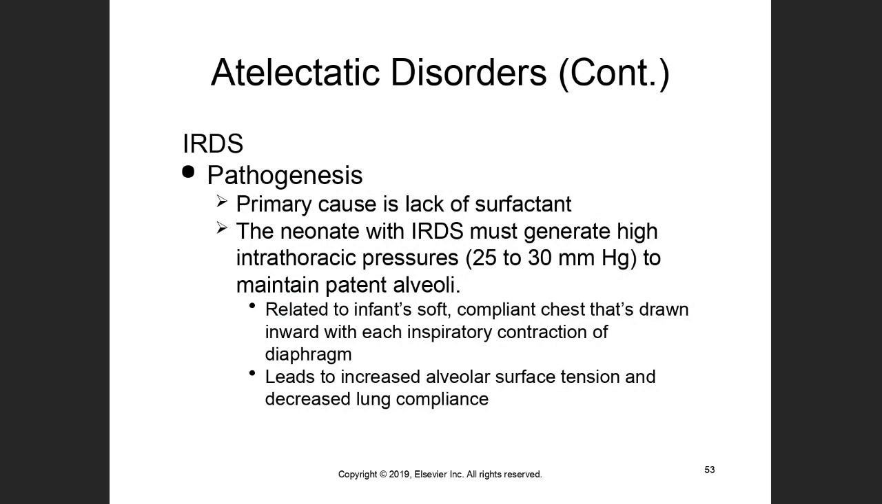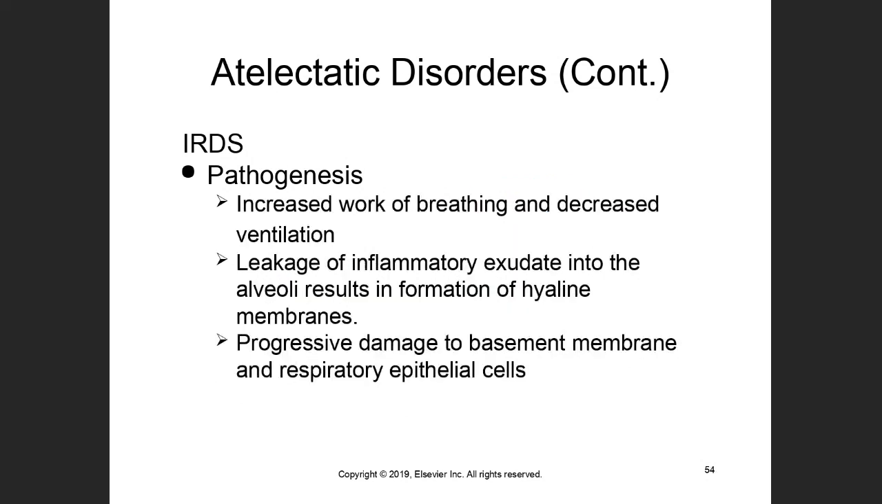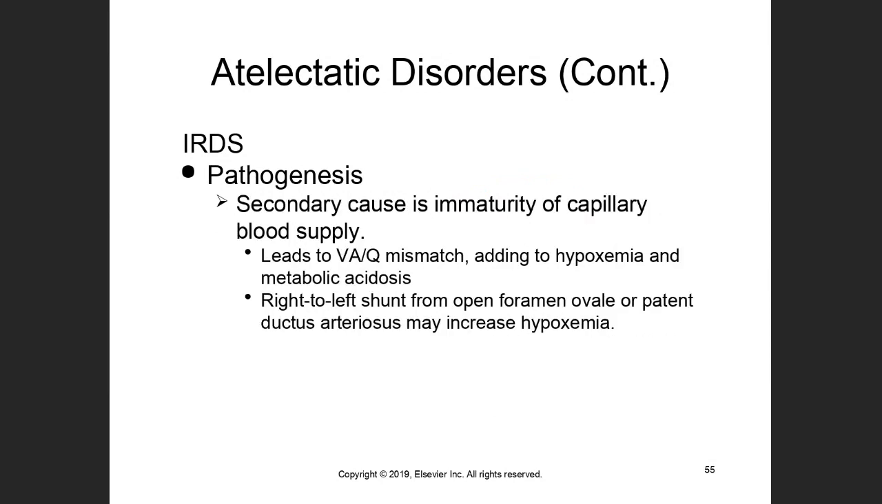Pathogenesis, primary cause is lack of surfactant. That is the one that facilitates the work of the lungs. The neonate with IRDS must generate high intrathoracic pressure. Pathogenesis, increased work of breathing and decreased ventilation. Inflammatory exudates are the ones that produce the hyaline membrane. Okay. Pathogenesis, secondary cause is immature capillary blood vessels, leading to V/Q mismatch. That's something that you measure in the lungs to see the oxygenation, the perfusion of the lung.